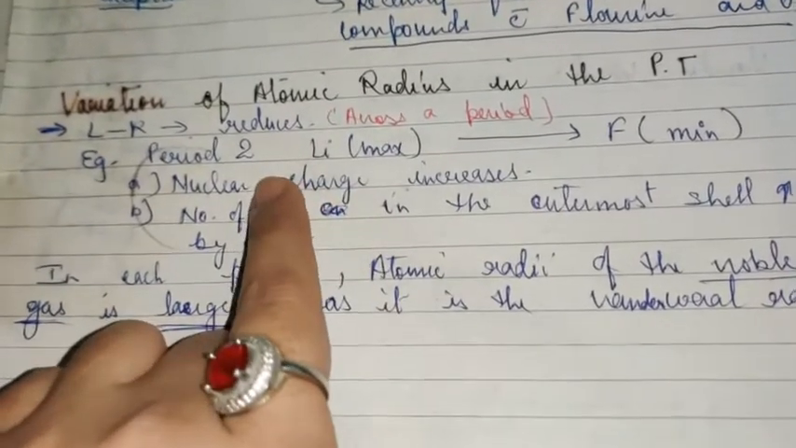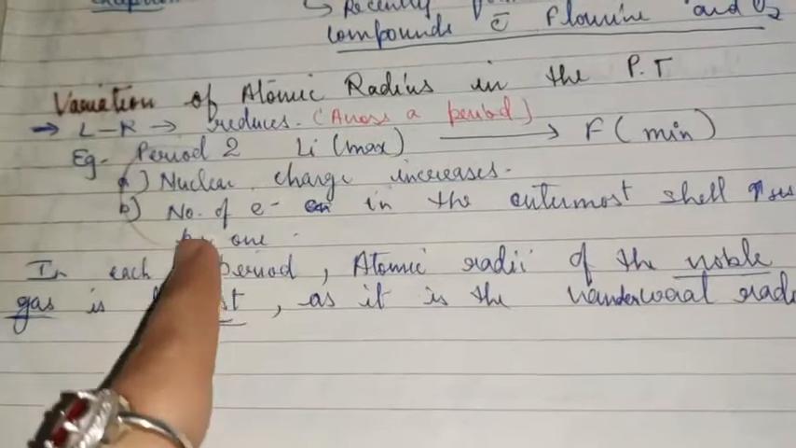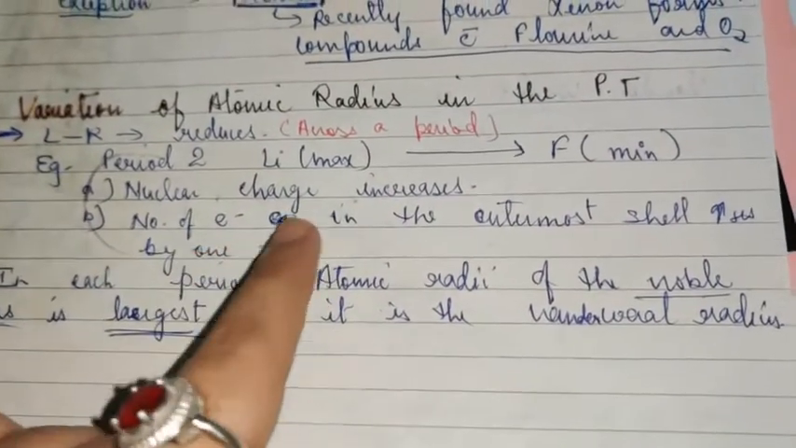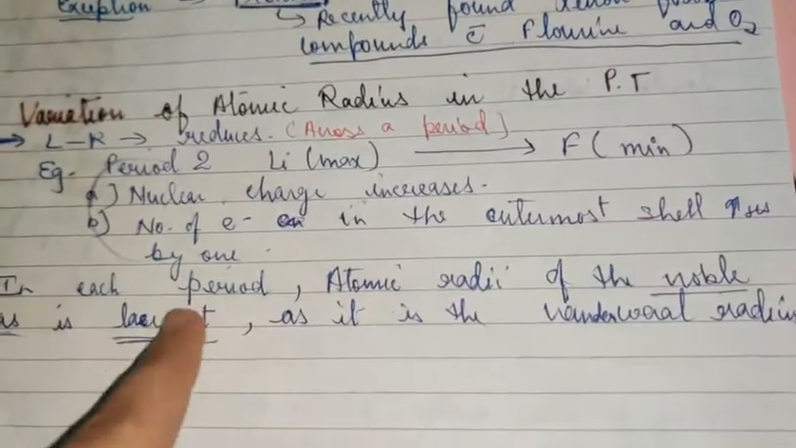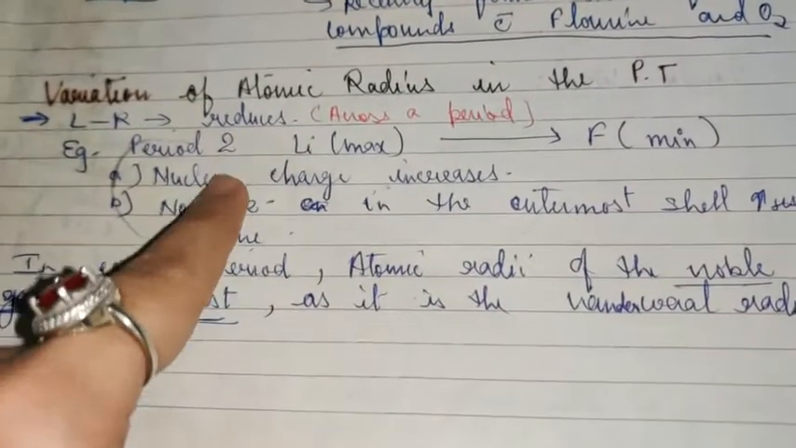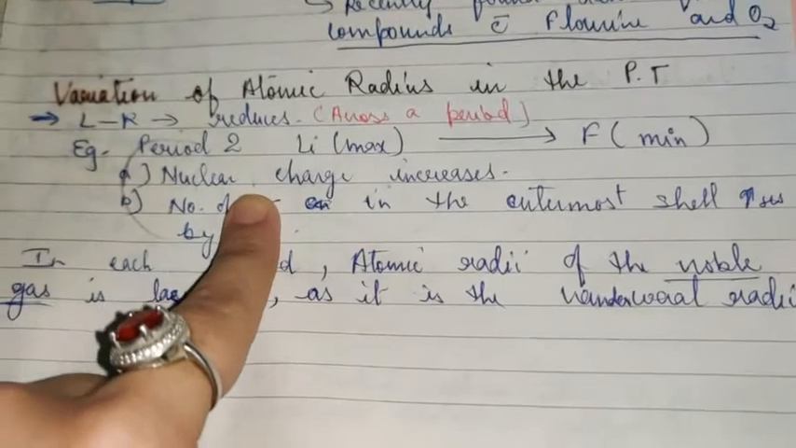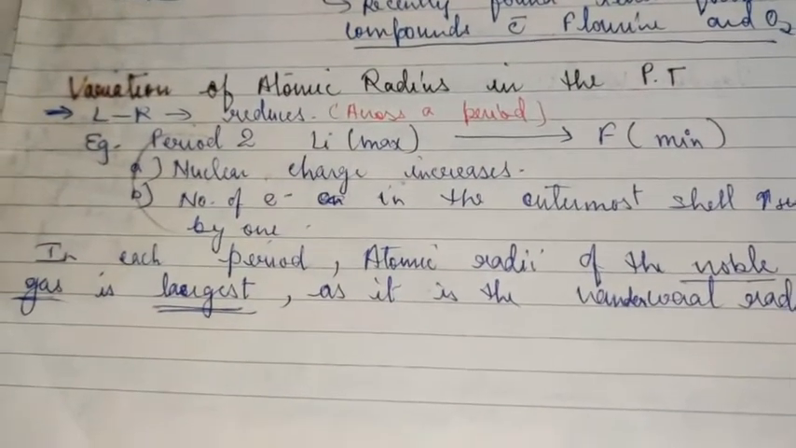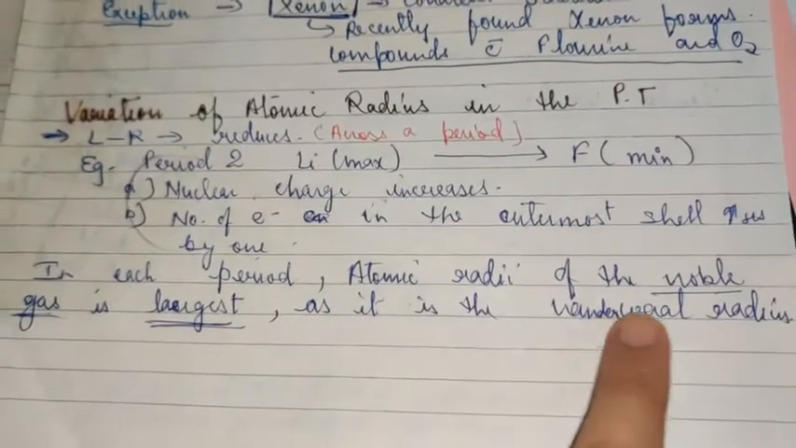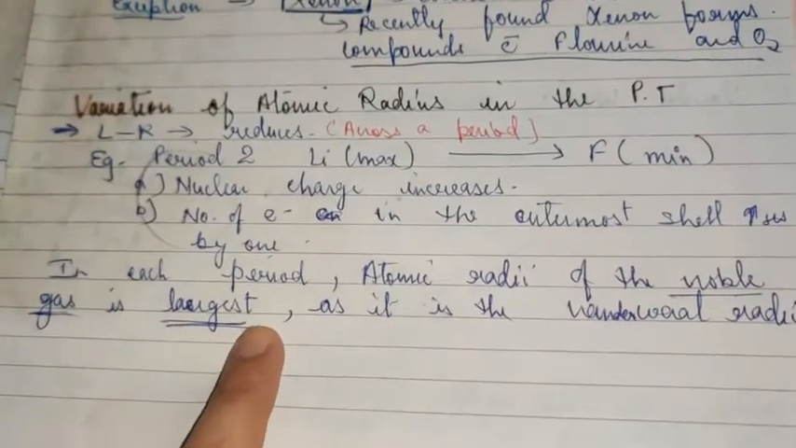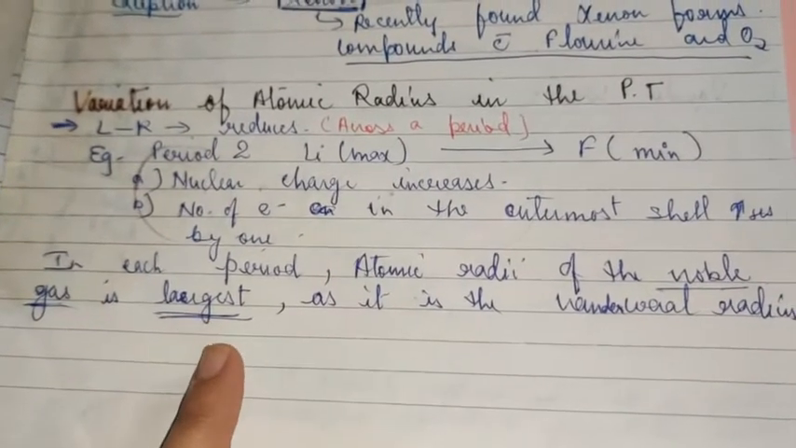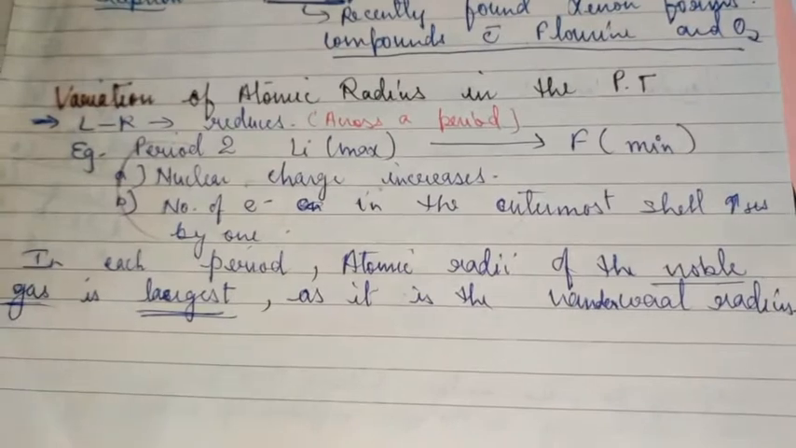So when you are moving left to right, what happens? The atomic number increases, so the nuclear charge increases, and the number of electrons in the outermost shell increases by 1. These are the two changes which are observed when you move left to right across a period. And in each period, atomic radii of the noble gas is the largest. Why? Because in case of noble gas, they form van der Waals radius, and van der Waals radius is the largest.